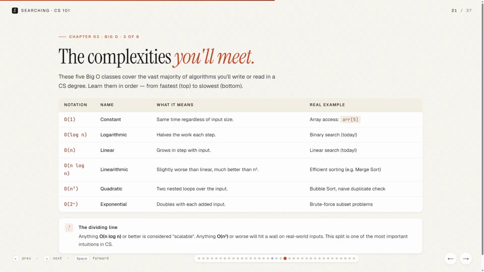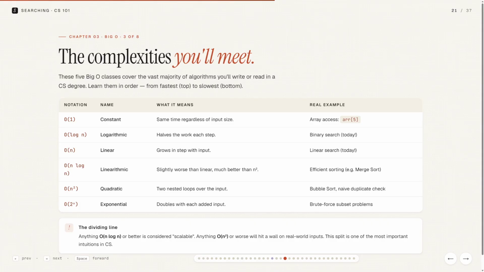Linearithmic. Slightly worse than linear, but much better than quadratic. This is the family of good sorting systems. Merge sort, quick sort, you don't need to write these yet. Just know they exist and know that they're considered fast.